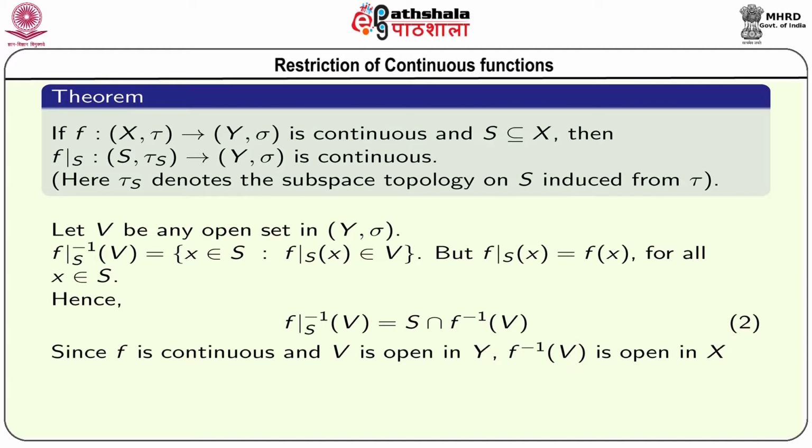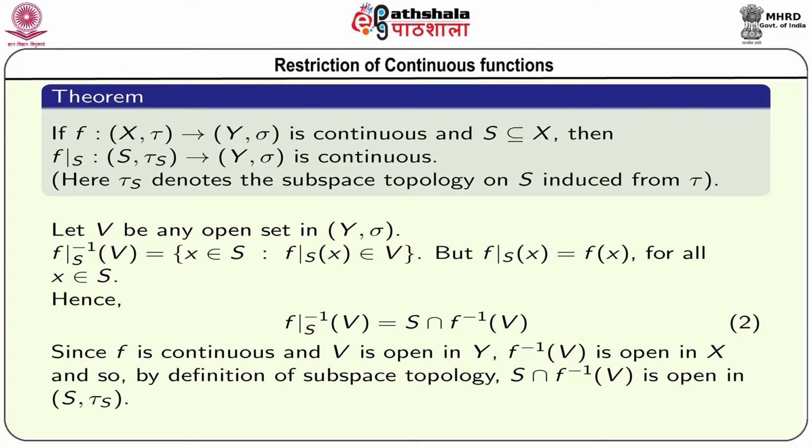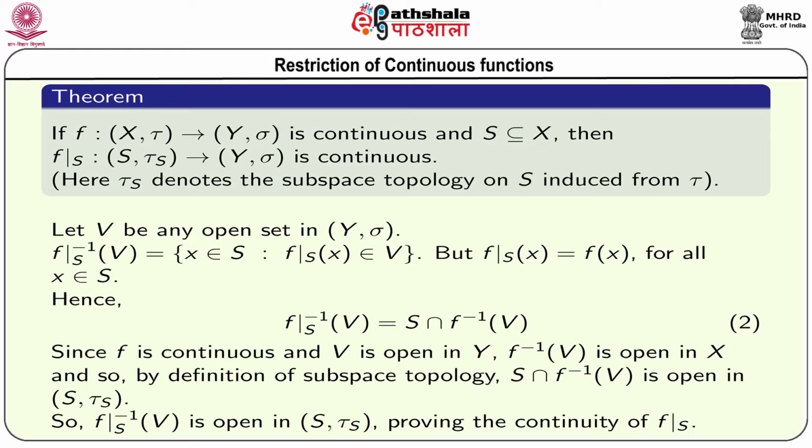Now, since f is continuous and V is open in Y, f inverse V is open in X. And so, by definition of subspace topology, S intersection with f inverse V is an open set in S tau S. Consequently, by equation 2, that is (f restricted to S) inverse of V equal to S intersection f inverse V, we can conclude that (f restricted to S) inverse of V is open in S tau S, proving the continuity of f restricted to S.